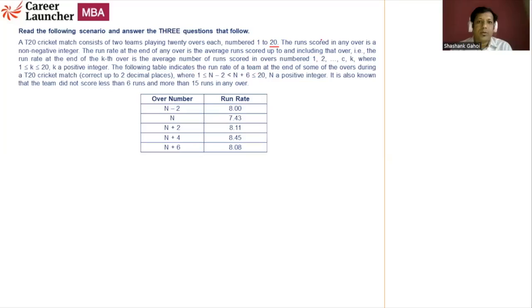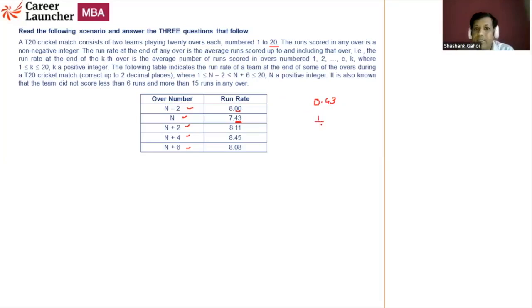Now they are giving us the run rate till n-2, n+2, n+4 and so on. Our job is to figure out what is the value of n. Anyhow, the decimal is 0, so it means total runs should be a multiple of 8, as well as a multiple of n-2. Now here we are getting 0.43. So how are we going to get 0.43?